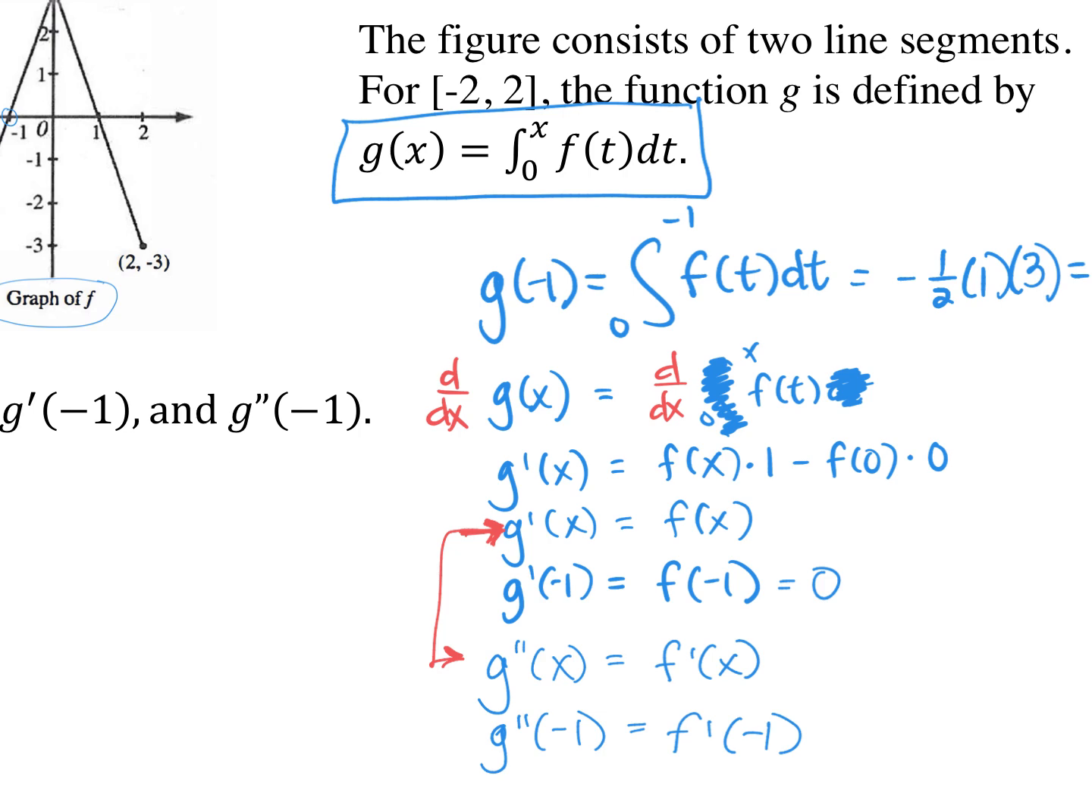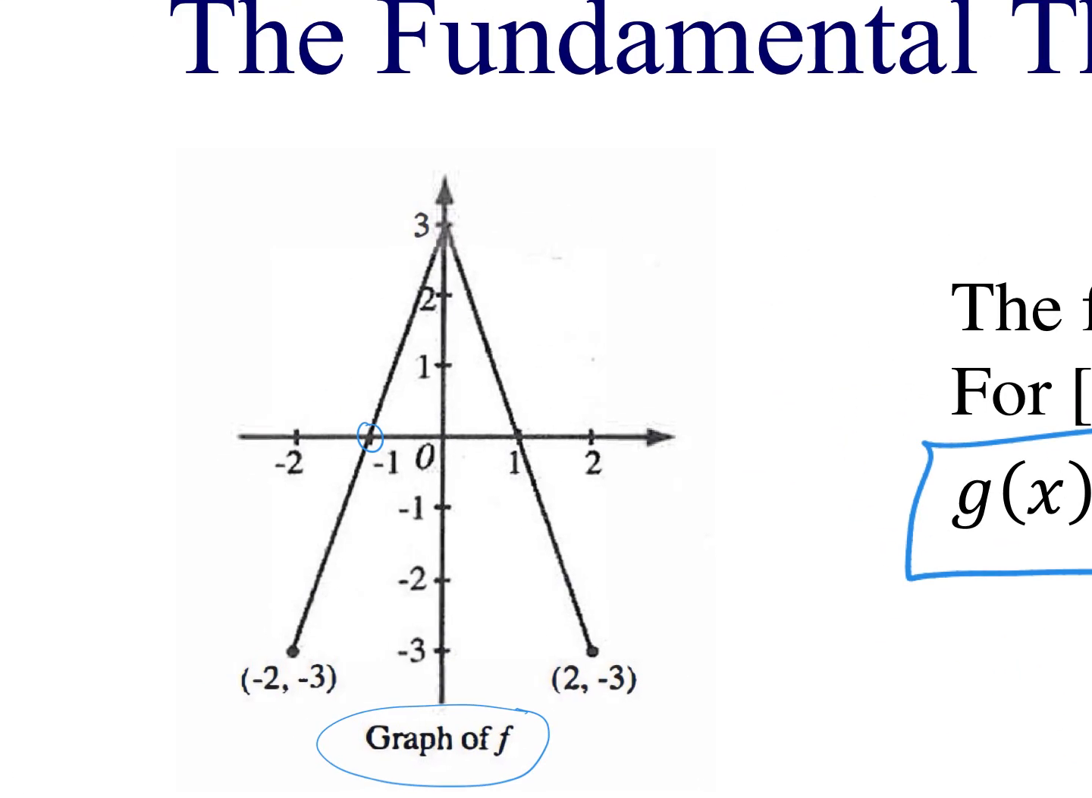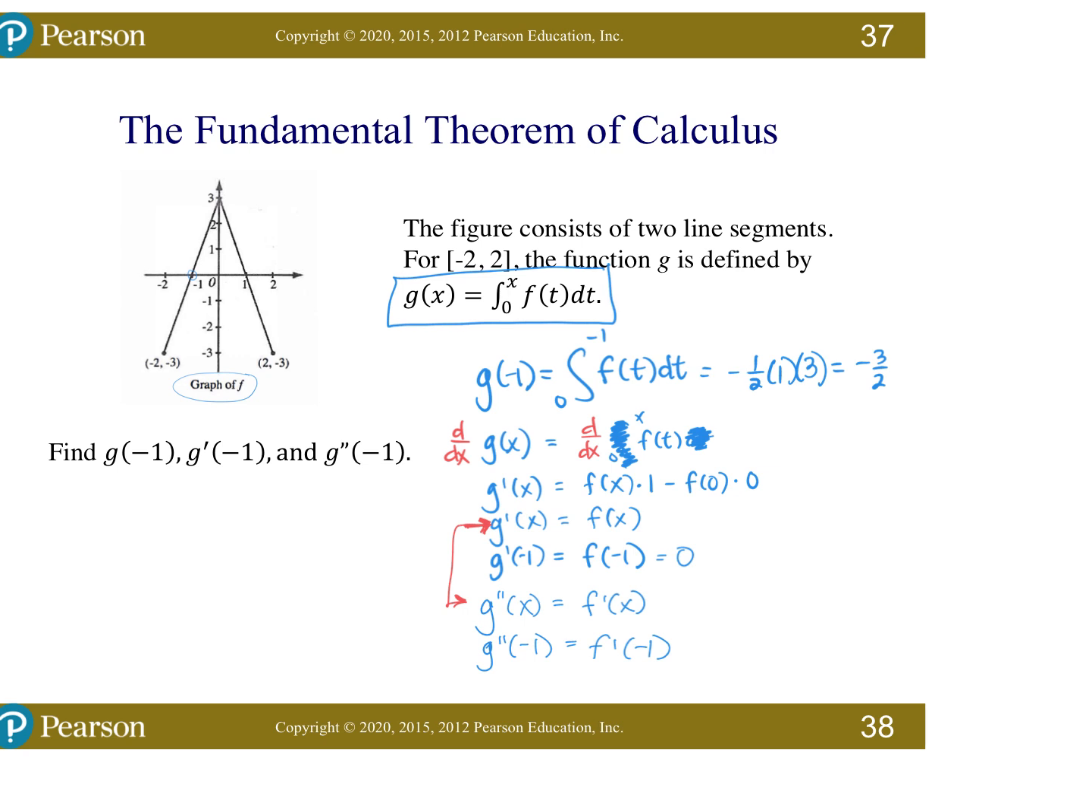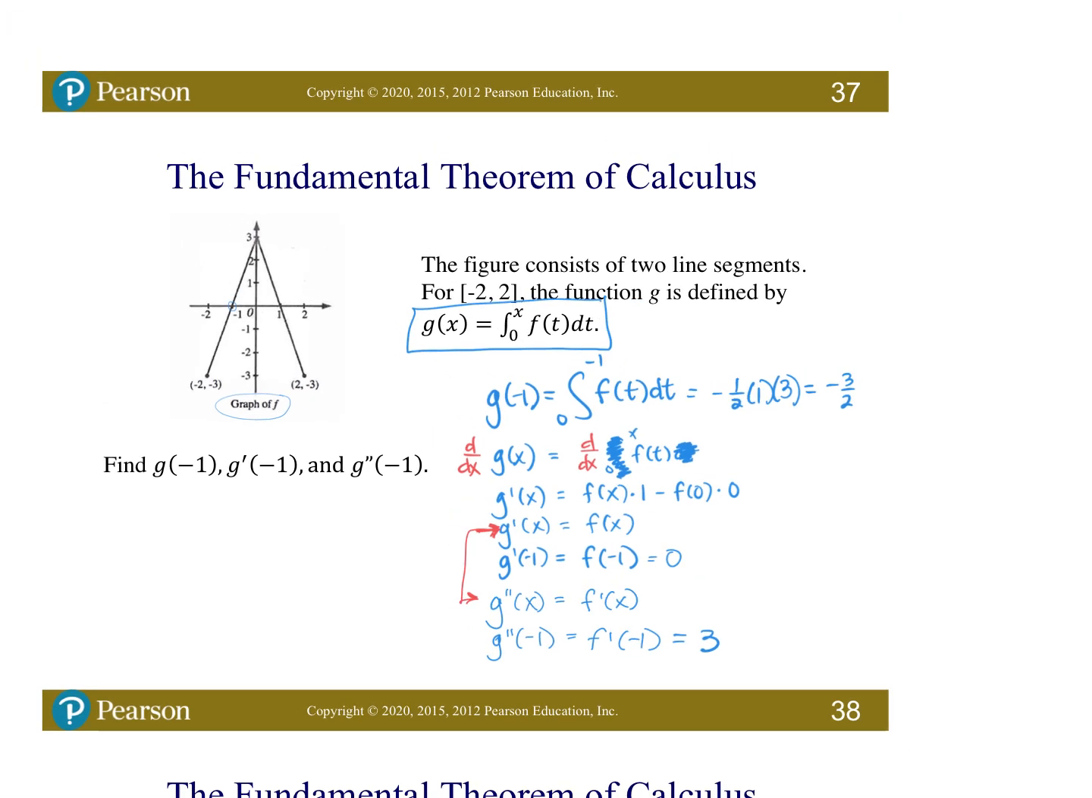And how am I going to get f single prime of negative 1 off of the graph? It's the slope. Single prime is the slope. And can you count the rise over run on that? Up how many over how many? Up 3 over 1. So the answer is 3. So I answered all the questions about g using the picture of the graph of f.